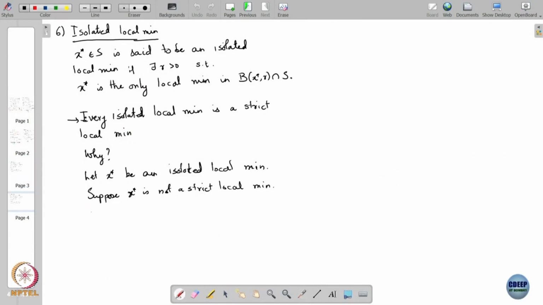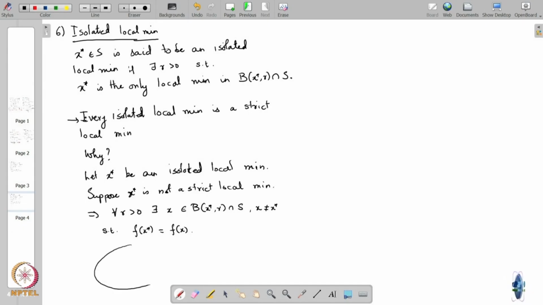This means that for all r greater than 0, there exists an x in this, which is not equal to x star, such that f of x star is equal to x. Okay. So, now let's take some radius r. Now, in that radius r, let's see what's going on.